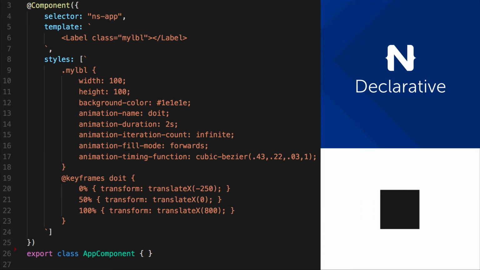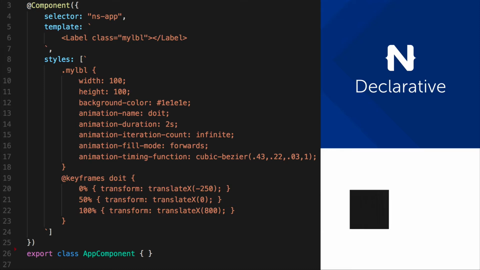Notice how it kind of slows down a little bit. That's thanks to this timing function right here. Okay, and then finally at 100%, it's going to fly off the screen. So this is declarative, and it's pretty easy to follow. It's very clean, and it's all in CSS. There's no code.